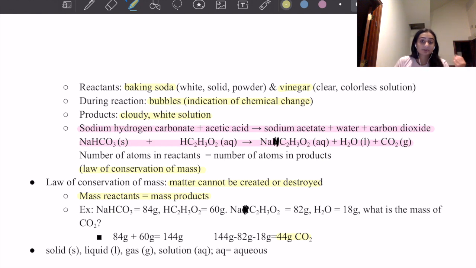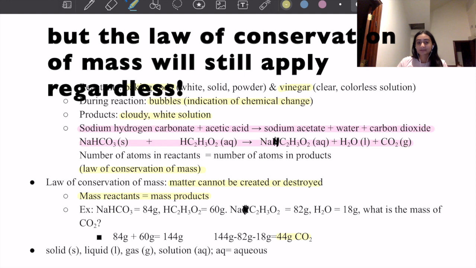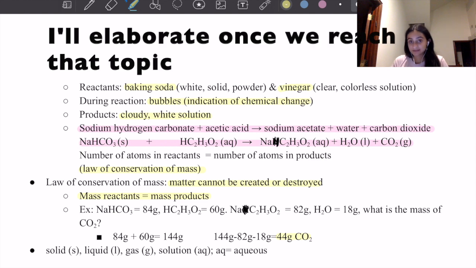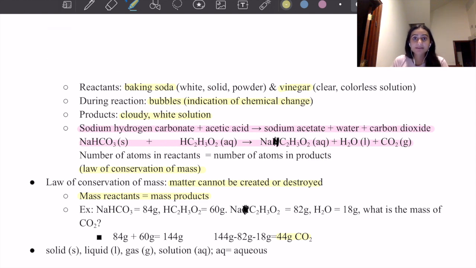The circumstances will be a little bit different when we get to stoichiometry and you have limiting and excess reactants, because then you'll have too much of one reactant. But in this sense, the mass of the reactants will always equal the mass of the products because of the law of conservation of mass.